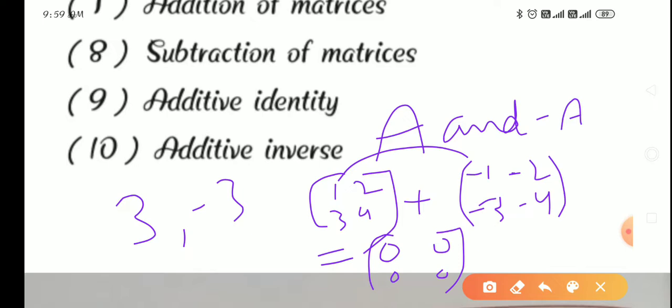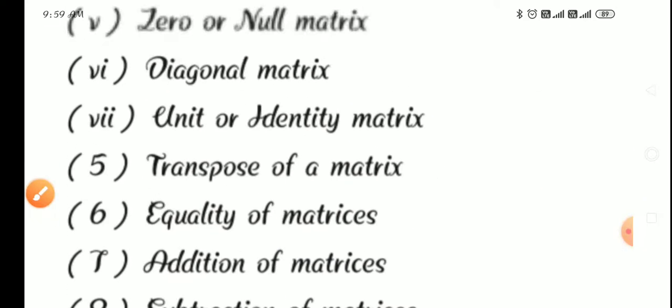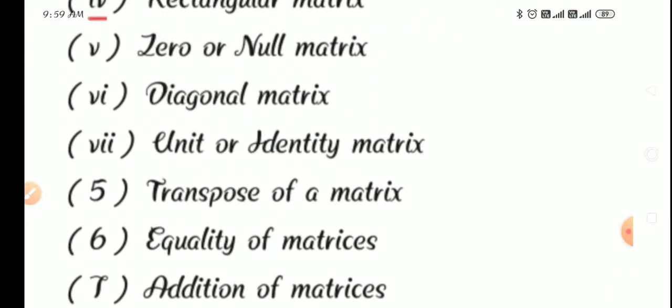So just before I told you, as in the case of numbers, for 3 the additive inverse is minus 3, for minus 5 the additive inverse is 5. In the same way, for matrices, for a given matrix A, the additive inverse is minus A. So the negative of the given matrix you will take as the additive inverse. These were the points, and I hope you have understood all the points. Now I'm going to take some examples.